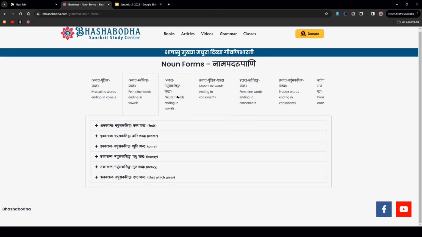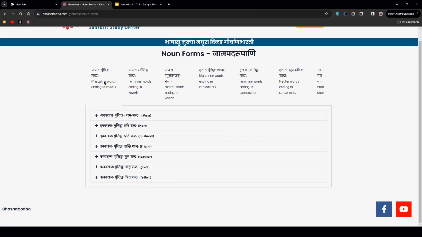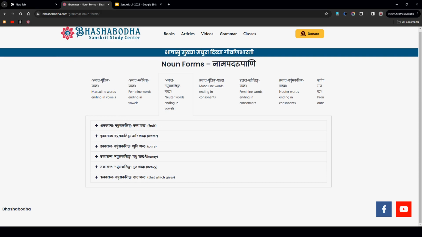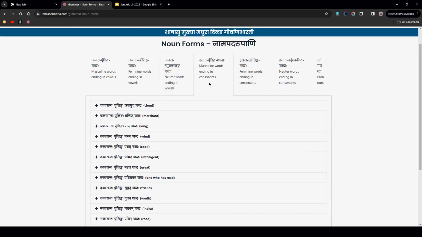And similarly, we have Ajanta Napumsakalinga, which are Phala, Vari, Shuchi, etc., Madhu. And there is a Guru also. Guru could be Napumsakalinga or it could be Pullinga, depending on its meaning. Guru in Pullinga means teacher, right? But here, Napumsakalinga Guru, which is neuter, means something which is heavy. If a phala or fruit is heavy, then we can use Guru for that phala.